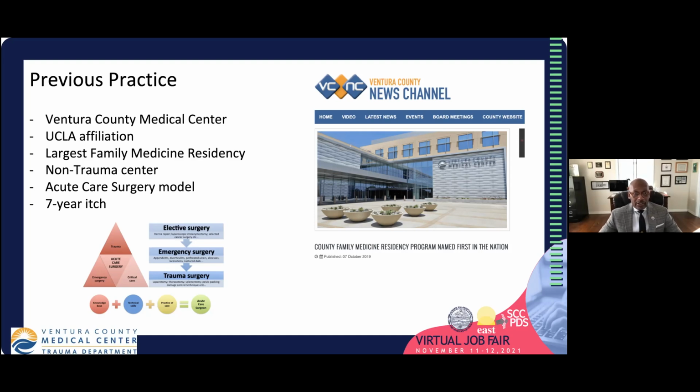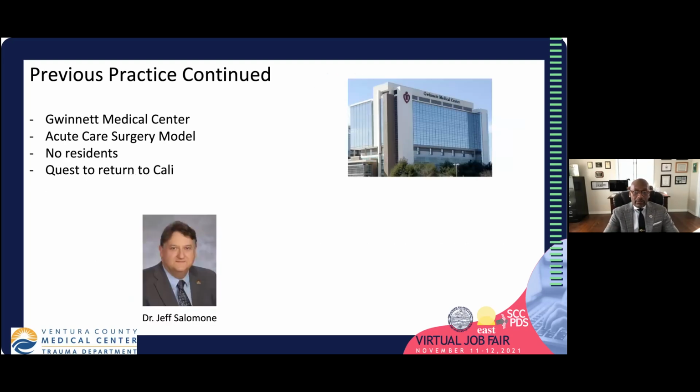And then after 7 years, I got the itch. I got the itch to try out another job, which I did based on one of my prior residency colleagues. And I went out to the Gwinnett Medical Center, which is an adult level 2 trauma center in Georgia. Now, they follow the acute care model over there, and there are no residents. And you generally follow your patients all the way through until they're discharged.